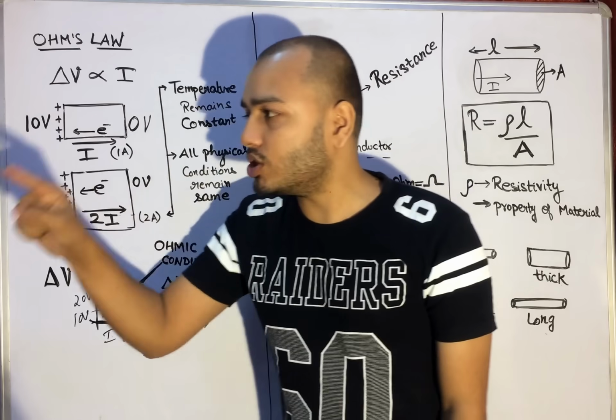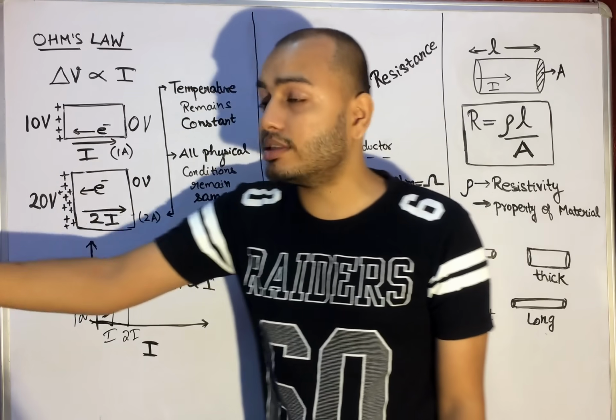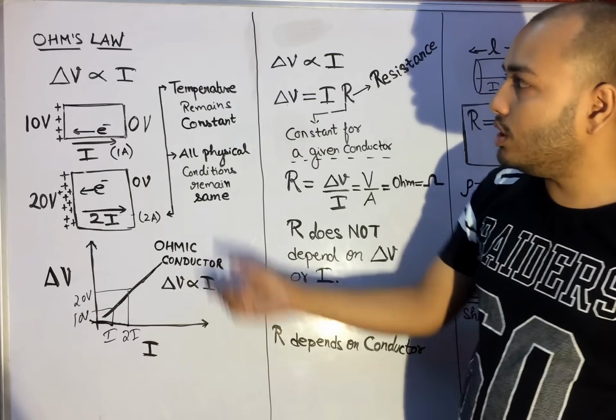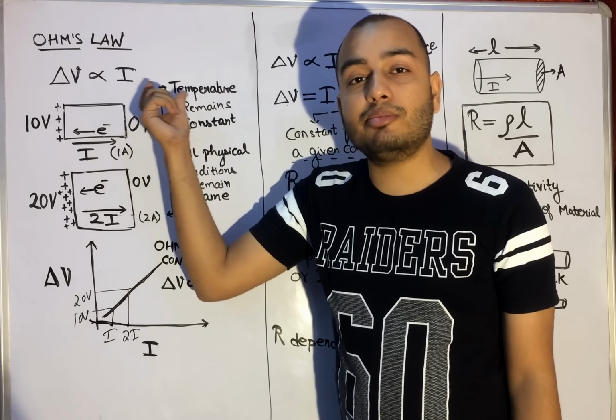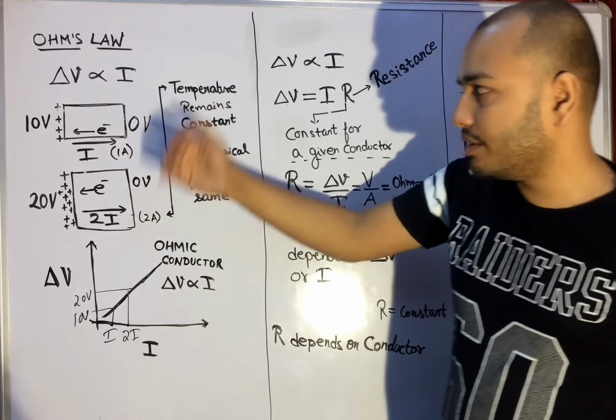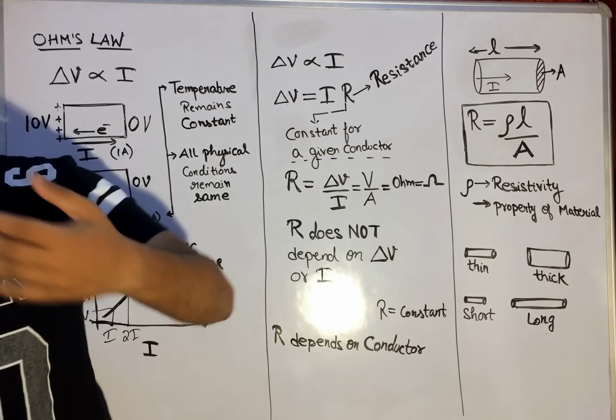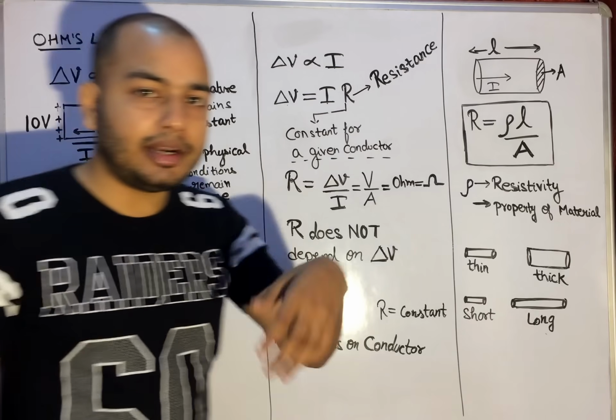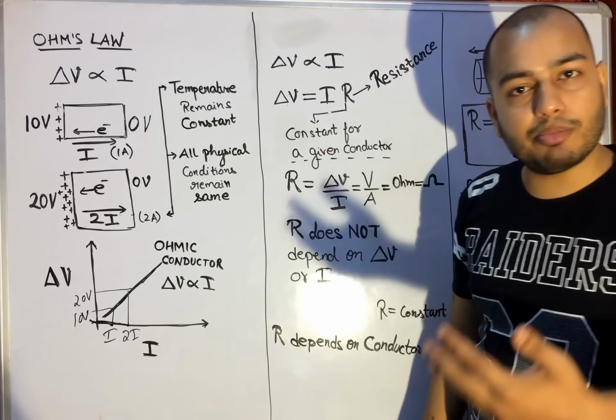You increase the potential difference, but the temperature remains same in each case. Then only you can say delta V is directly proportional to I. So on increasing potential difference, current increases. Double the potential difference, current doubles. Triple it, it will be triple.